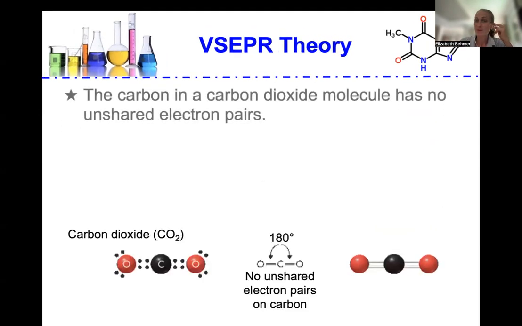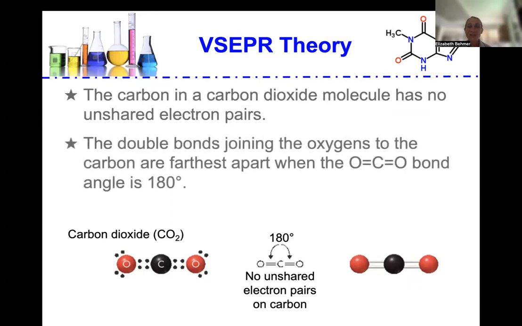The carbon in a carbon dioxide molecule has no unshared electron pairs. So the double bonds joining the oxygens to carbon are farthest apart when the oxygen-carbon-oxygen bond angle is 180 degrees. So CO2, carbon dioxide, is a linear molecule.